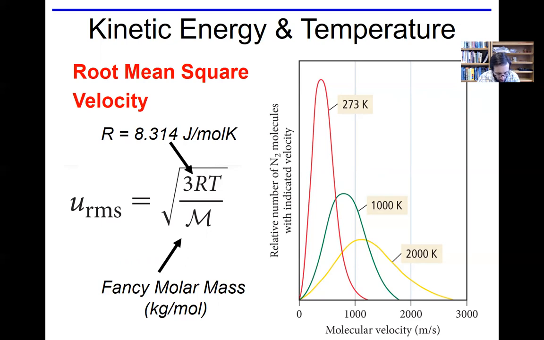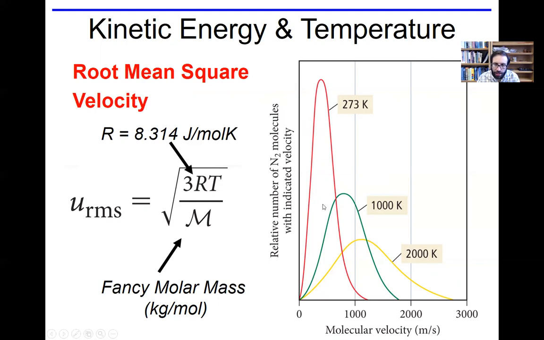0.08206 liters atmospheres per mole Kelvin that we use in PV equals nRT. It's the same value, just in different units that are more useful for solving these sorts of speed equations. It's 8.314, or 8.3145, joules per mole Kelvin. We'll walk through an example in a second to show how these units cancel, and you end up getting the speed in meters per second.